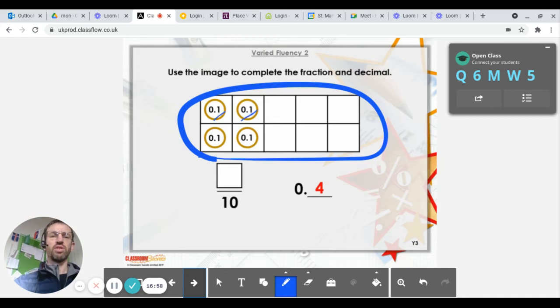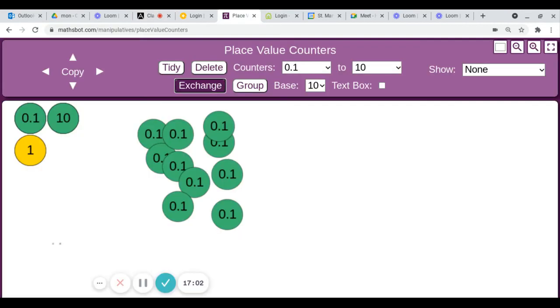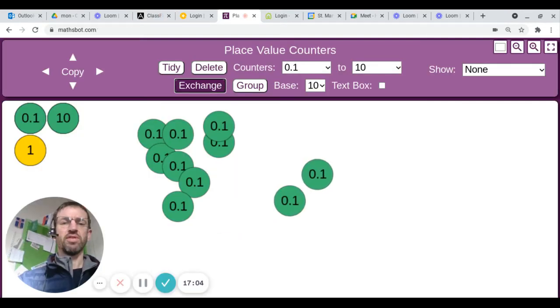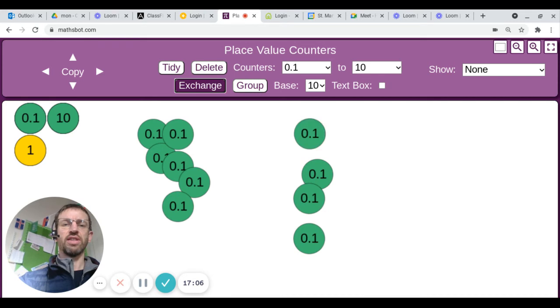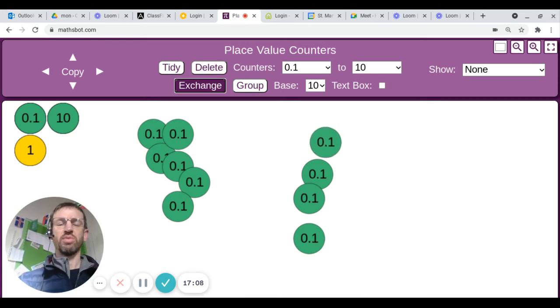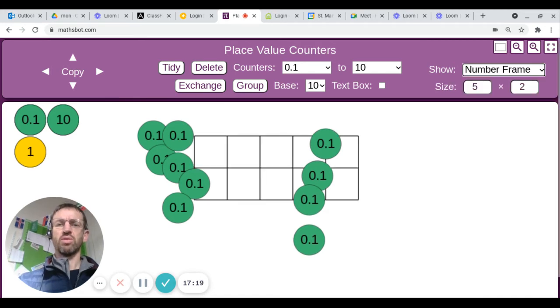0.1, 0.1, 0.1, 0.1. I remember we looked at tenths when we were using this. So we can look at 4/10 like that. Altogether, that's going to be 0.4 or 4/10. Okay. And we can always put those into a number frame if we want to.